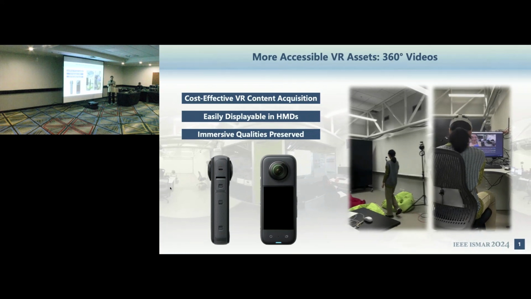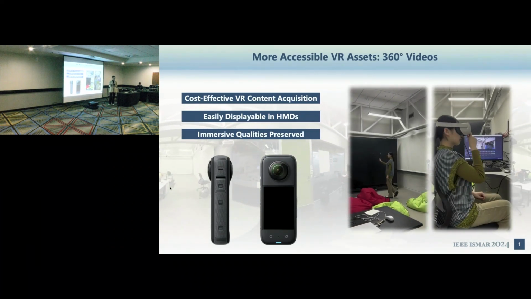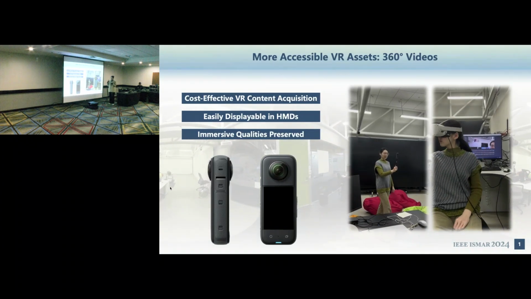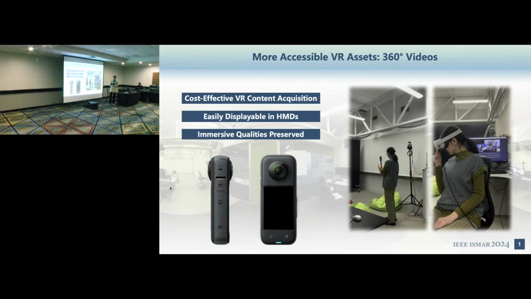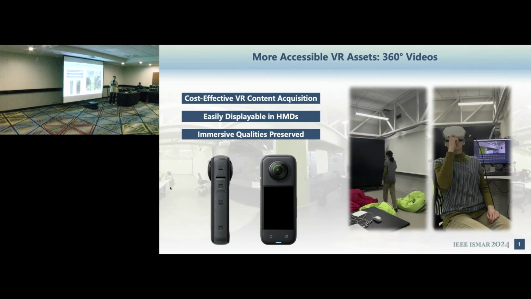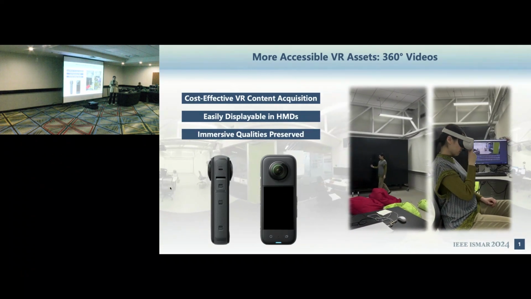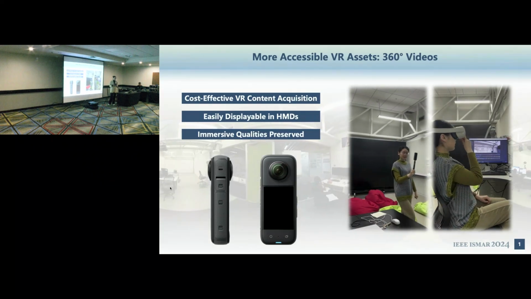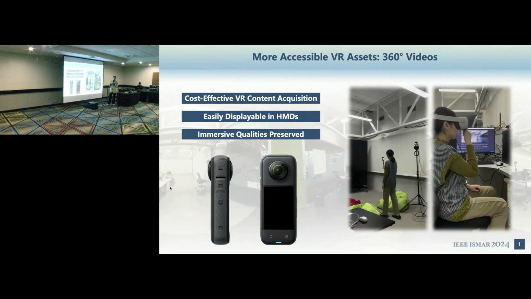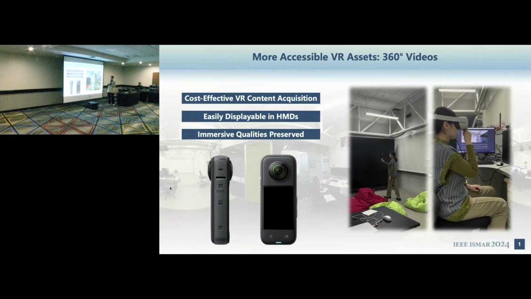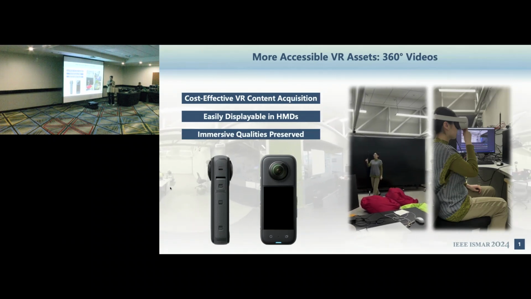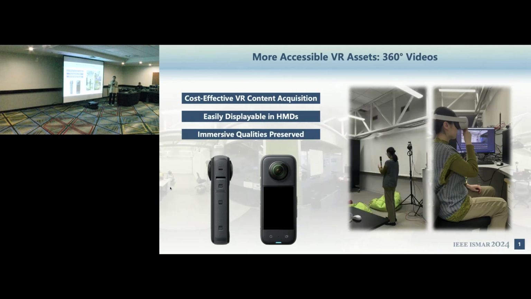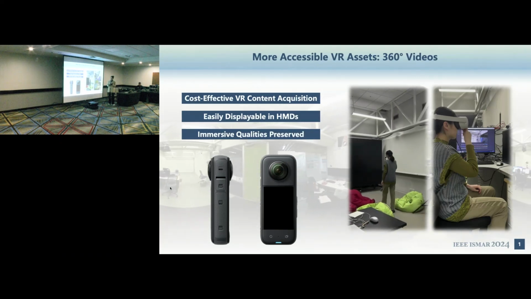As we know, VR allows users to interact with and observe the environment in all directions using HMDs. Whereas 3D modeling requires manual effort, 360-degree cameras can capture the dynamic real-world environment, offering a cost-effective way to acquire VR content. Such video can be easily displayed in HMDs, so it preserves VR's immersive qualities.